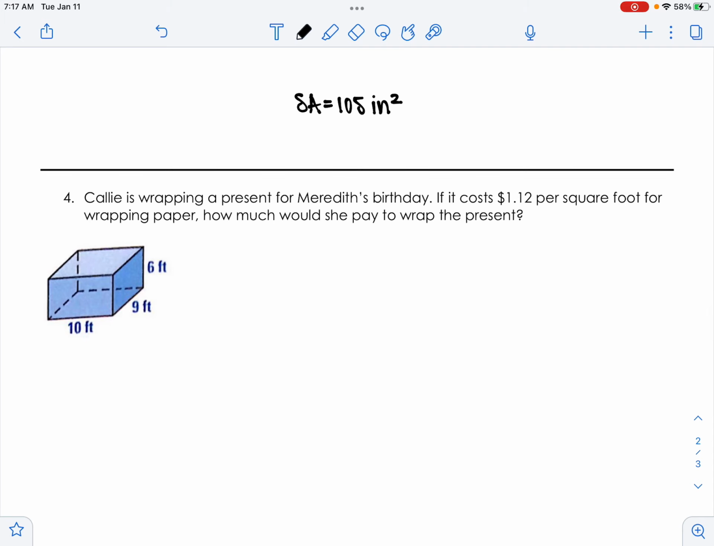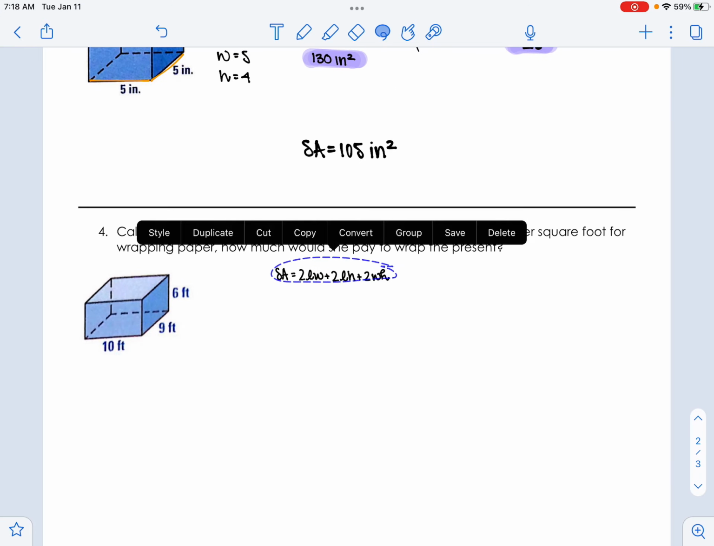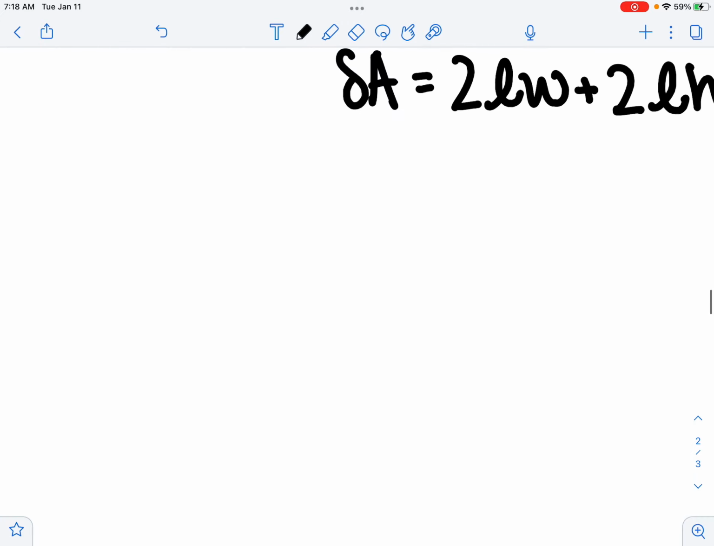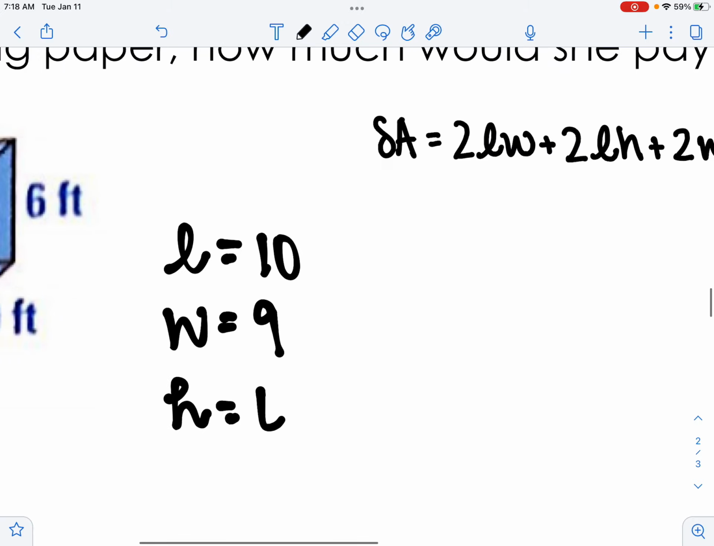All right, last one here is talking about Callie, and it says Callie is wrapping a present for Meredith's birthday. If it costs $1.12 per square foot for wrapping paper, how much would she pay to wrap the present, okay? So here we go. This is a big present, but let's go ahead and find our surface area again, okay? So one more time, I'm going to copy and paste my surface area formula, and I'm going to come off to the side and figure out what my length is, which is going to be 10. My width is 9, and my height is 6.